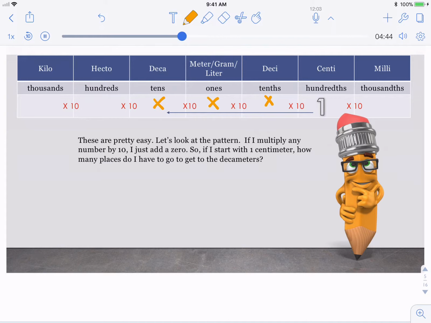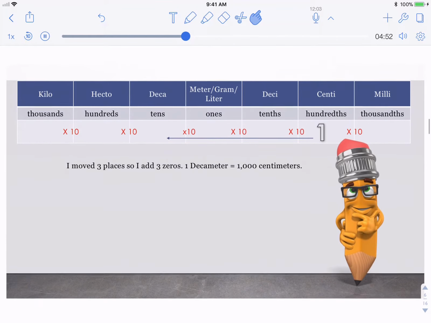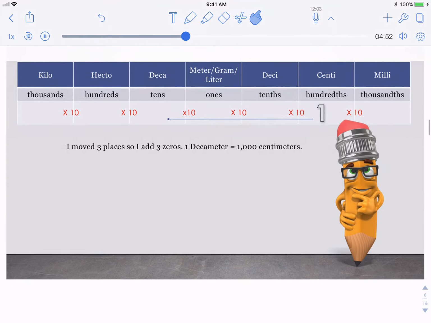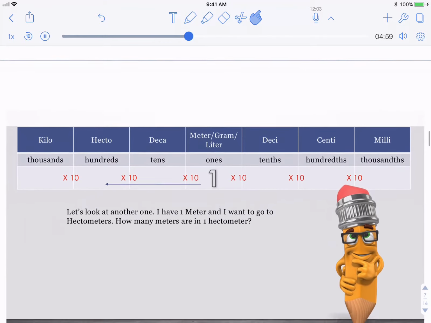1, 2, 3. I'm going to add 3 zeros to my 1. So 1,000 centimeters equals 1 decameter. Okay, we just went over that. I move 3 places, so I add 3 zeros. 1 decameter equals 1,000 centimeters. Okay, next slide.